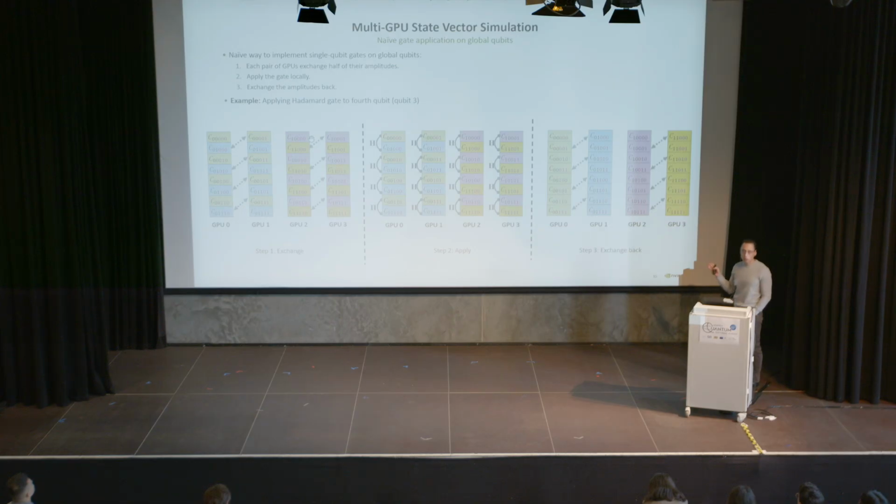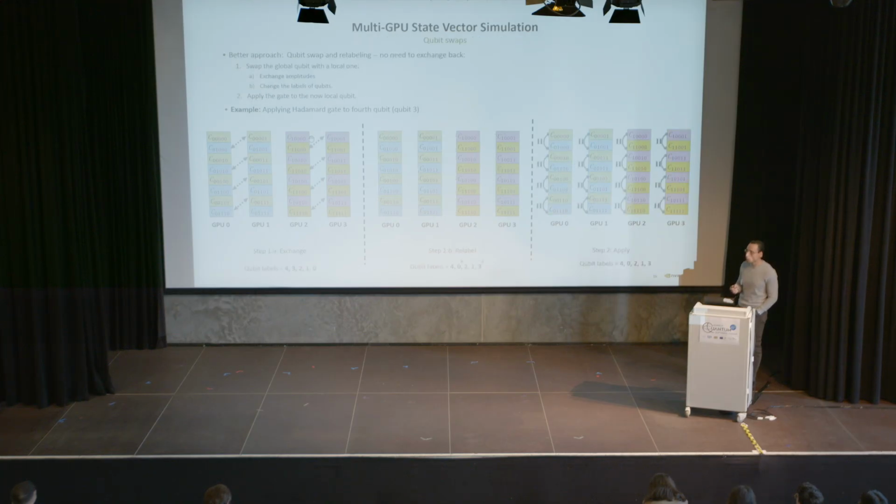But we can do better, cut the communication time in half and avoid the later exchange, by a simple observation. This observation is that each of these amplitude exchanges is equivalent to swapping a local qubit with a global qubit. So instead of doing the later exchange, we just swap the qubit labels, and then we keep track of the location of each qubit after each exchange.